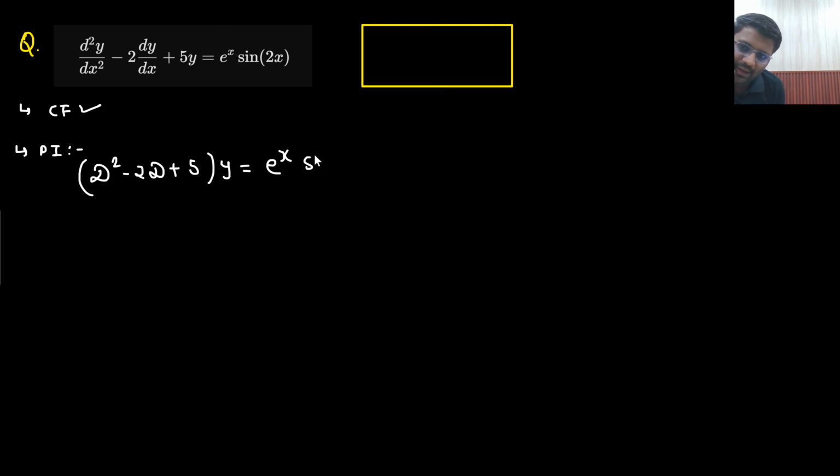Solve this question. Only the particular integral, PI, you find out. CF, I am leaving it up to you. What we need to find out? PI we need to find out. So what we will do? D square minus 2D plus 5 into y equals e to the power x sine 2x. Right? So what you are getting? y equals e to the power x sine 2x upon D square minus 2D plus 5.